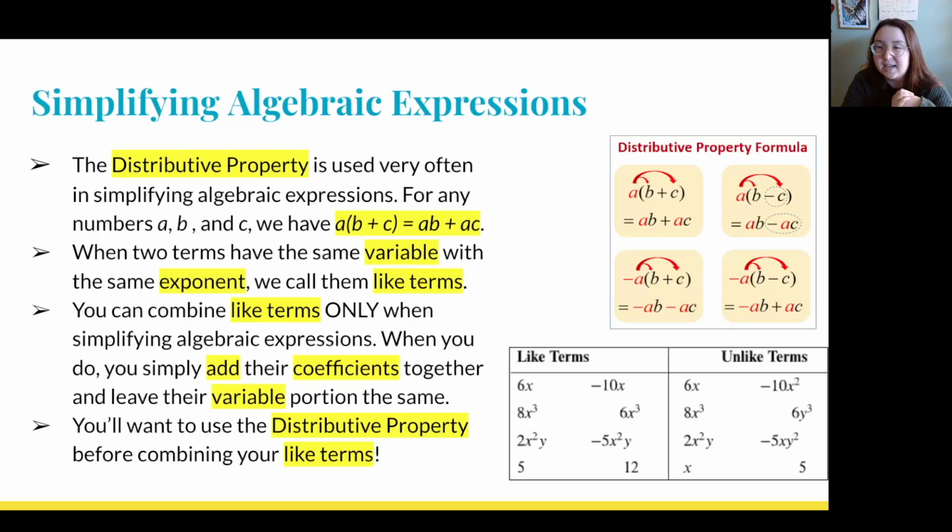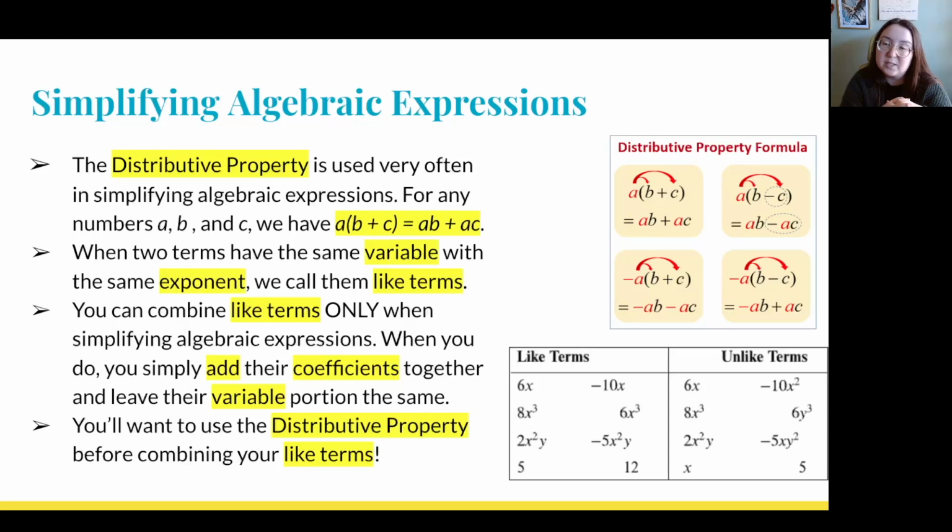So we have 6x and negative 10x squared. So x is squared in this case. Well, one of the x's is just to the power of 1. So those do not match. They're not like terms. Then we have 8x cubed and then 6y cubed. So we have x cubed and y cubed in this case. Same exponent, different variables. Those are not like terms.